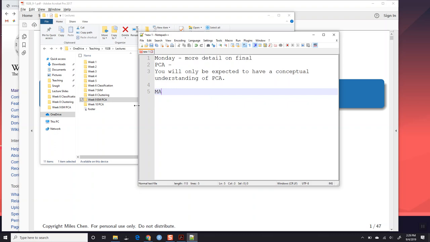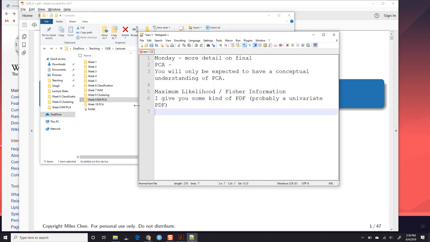So I'm thinking of doing a maximum likelihood Fisher information problem. I'll give you some PDF, probably a univariate PDF.